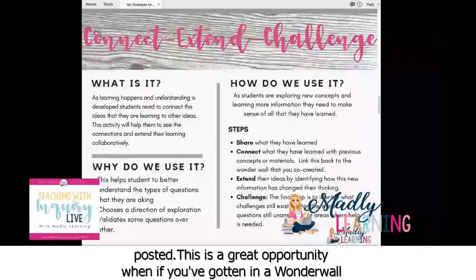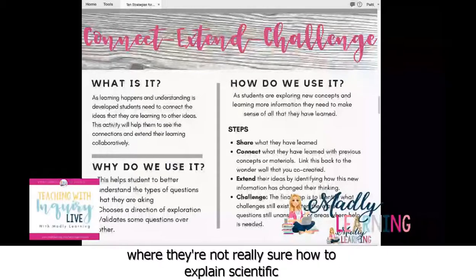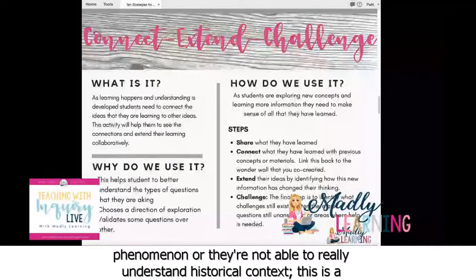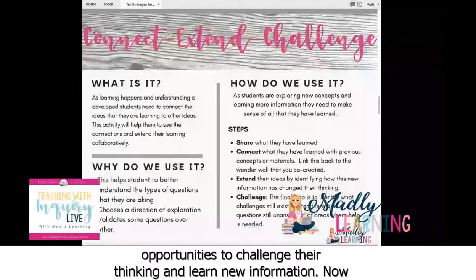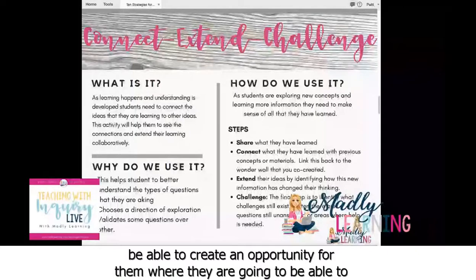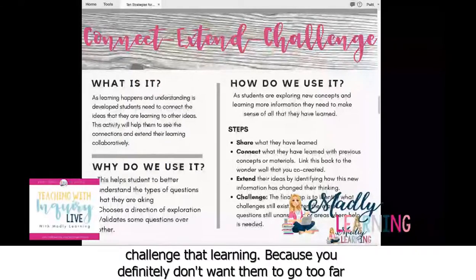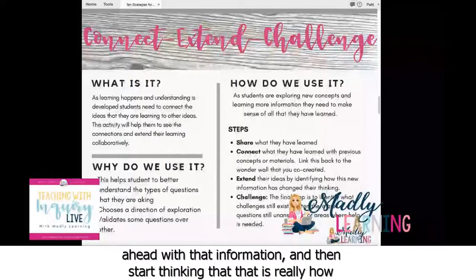So this is a great opportunity if you've got a Wonderwall with a lot of misconceptions. This often happens in science, where students are not sure how to explain a scientific phenomenon, or they're not able to really understand historical context. This is a great way to challenge: post up the wrong information and then provide them opportunities to challenge their thinking and learn new information. Now, the caveat is that if they are posting wrong information, you absolutely need to create an opportunity for them to challenge that learning, because you definitely don't want them to go too far ahead with that information and start thinking that is really how it goes.